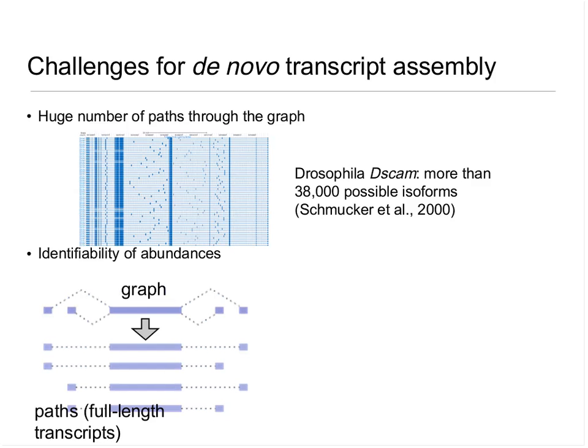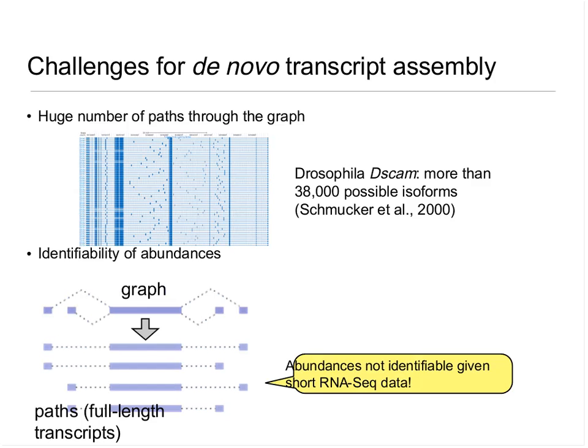The second is maybe a statistical issue, which essentially says that even if you knew all the different isoforms of your genes, you may not actually be able to estimate the abundances of those isoforms with any certainty, because of the combinatorics of how these isoforms share their sequence. In this simple example I have at the bottom, it actually turns out that for short RNA-Seq data, you cannot estimate the abundances of these 4 isoforms.